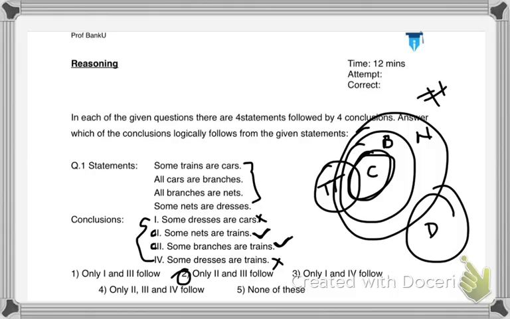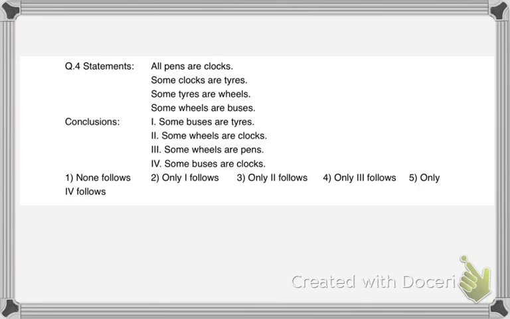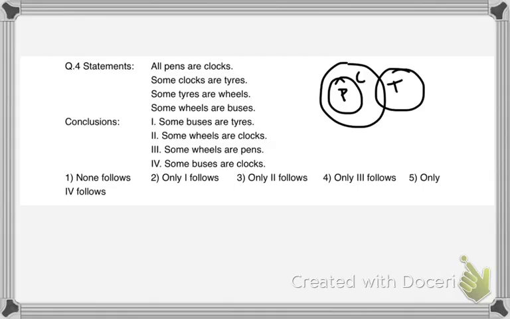Okay, so the answer to this question is answer 2, and we have given a glimpse of how we solve these syllogisms questions. Moving on to the next question: all pens are clocks. Some clocks are tires. Some tires are wheels. Some wheels are buses. So this is the diagram.